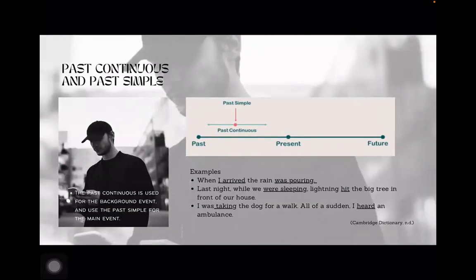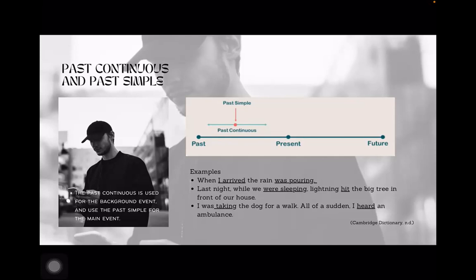For the next one, past continuous and past simple. This is different from the previous one because it has a background situation in the past continuous, and then a past simple situation that occurs at just one point in time. Like, when I was taking my dog for a walk, all of a sudden I heard an ambulance. This shows that hearing an ambulance is more obvious than taking the dog for a walk.